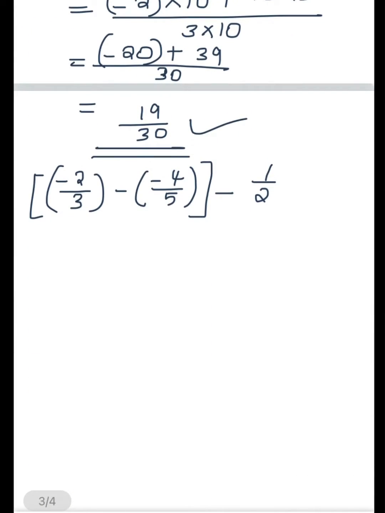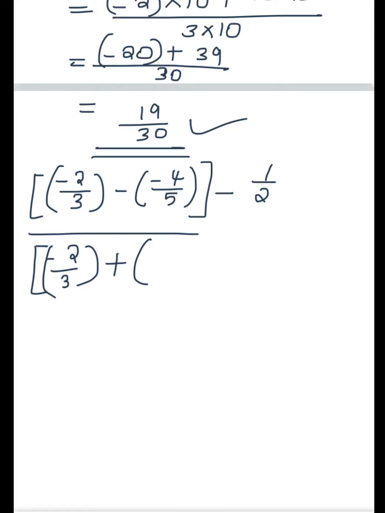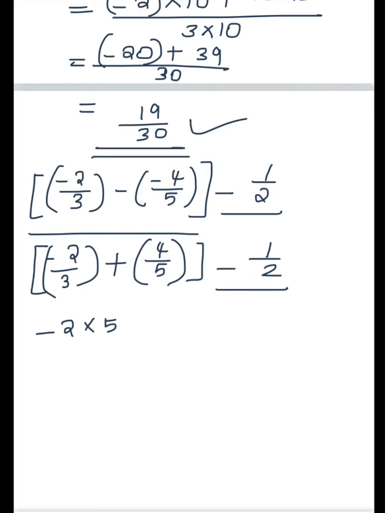Now let's do this. So let's do the things inside the bracket first. That is minus 2 by 3. We can change this minus to plus. That means instead of minus you can put plus. And what is the additive inverse of minus 4 by 5? It's 4 by 5. Okay, so you can write it in this way, minus 1 by 2. The same minus 1 by 2 you can write here. Now just cross multiply it. That is minus 2 into 5.